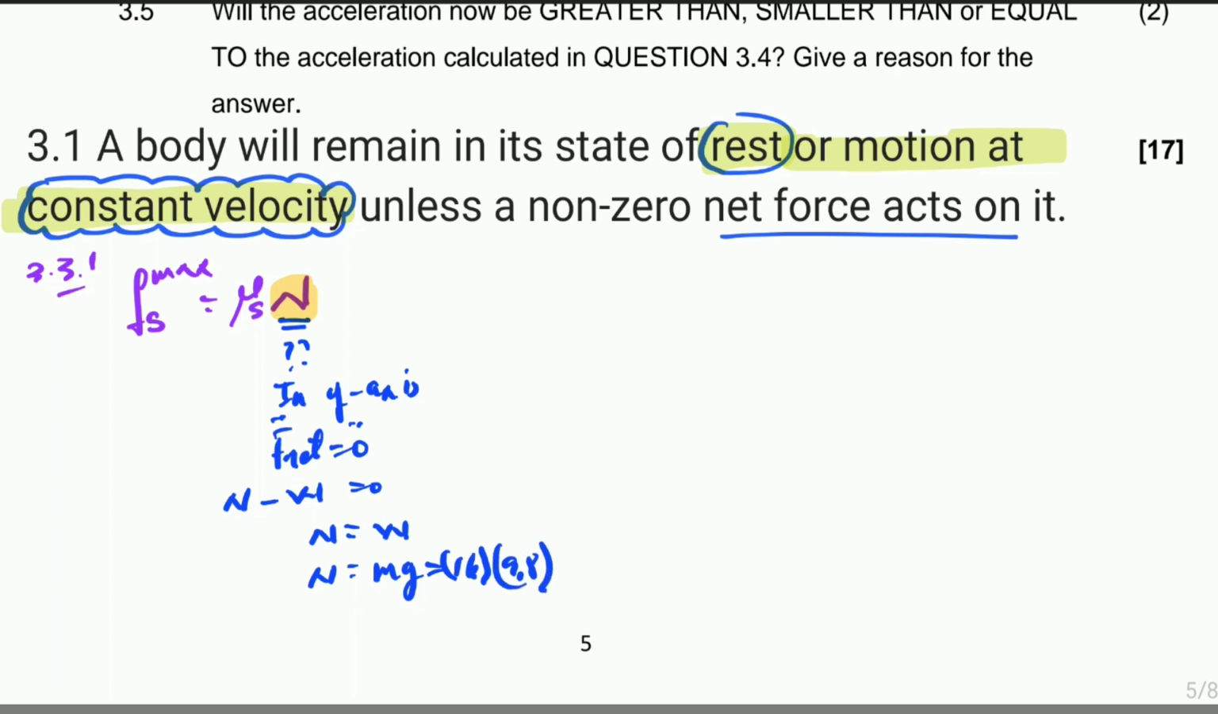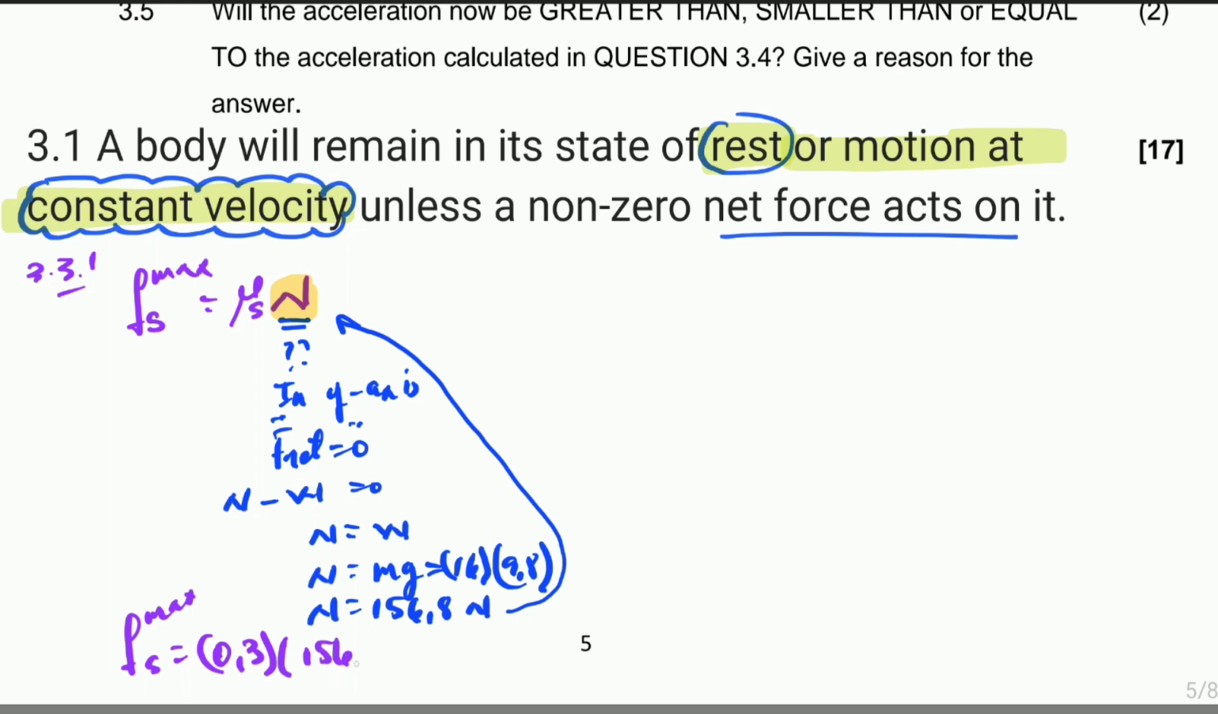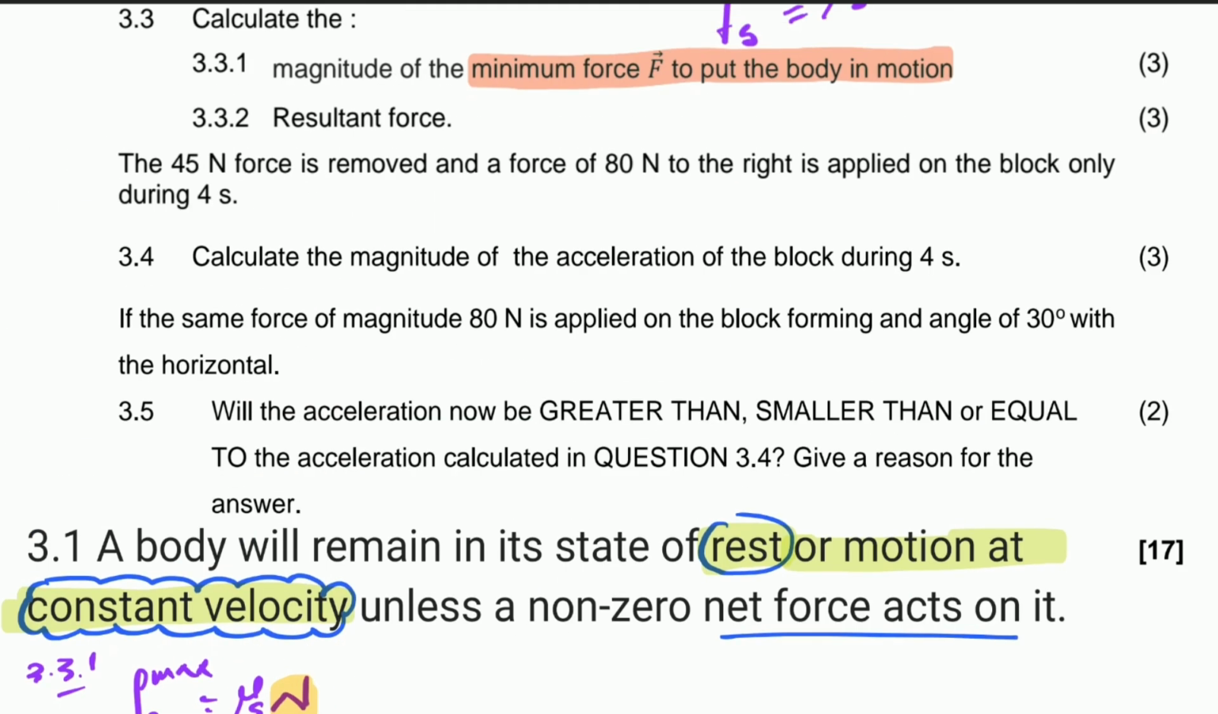When you calculate that, it will give you 156,8 Newton, and this value is the one we are going to substitute. So the maximum static frictional force is equal to the static coefficient of friction, which is 0,3, multiplied by 156,8, and this is going to be 47,04 Newton. This is the minimum force needed to put the object in motion, guys. I hope you understand that is an important term.